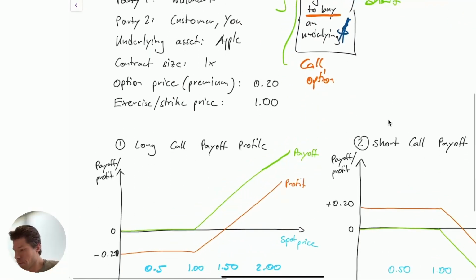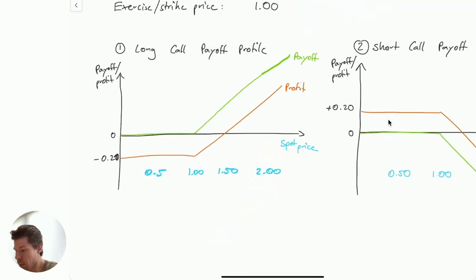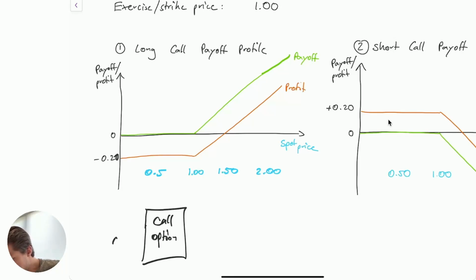Let's assume you are the customer. You have spent 20 cents to have a call option. You go to the supermarket and you want to buy an apple. The call option gives you the right to buy the apple for $1. So you go into the supermarket and you say, okay, today the price of an apple is 50 cents. That's today's price of the apple, 50 cents.